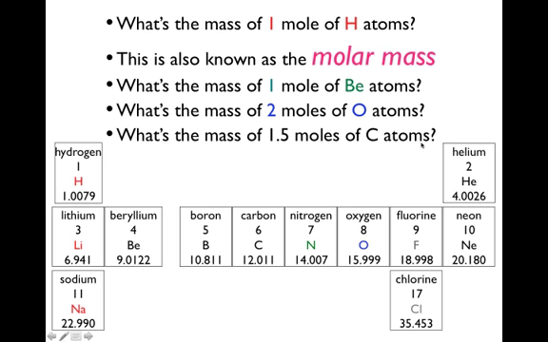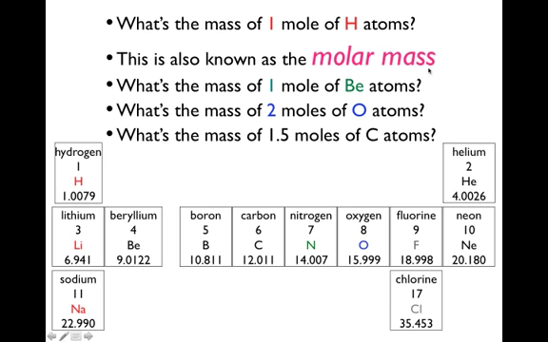Again, you can pause here and think about it and work it out. The way to do it is to look at the box for carbon and you say, well, the molar mass of carbon is about 12 grams. What that means is 1 mole of carbon weighs 12 grams. How much does 1.5 moles of carbon weigh? It weighs 1.5 times this, which is about 18 grams. So the answer to this question is that 1.5 moles of carbon atoms weigh about 18 grams.